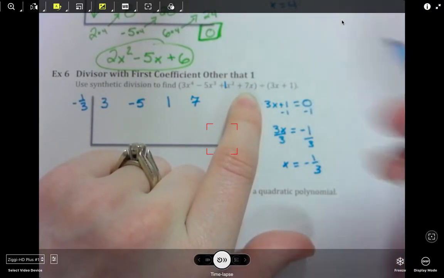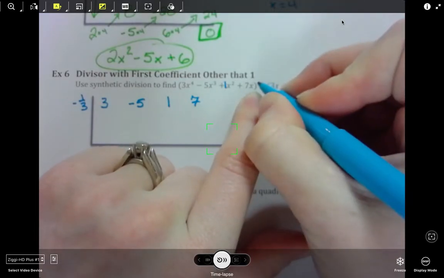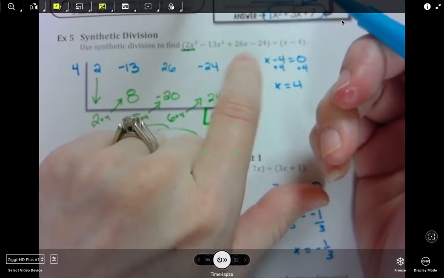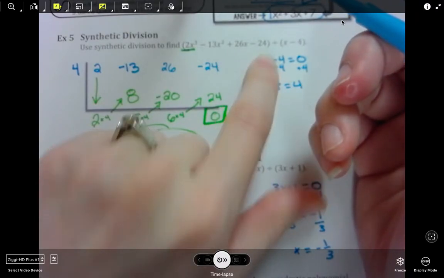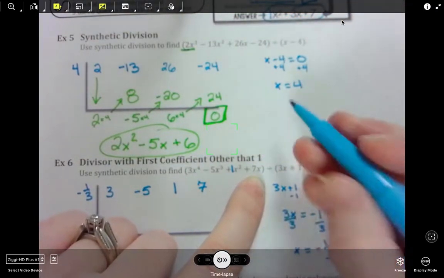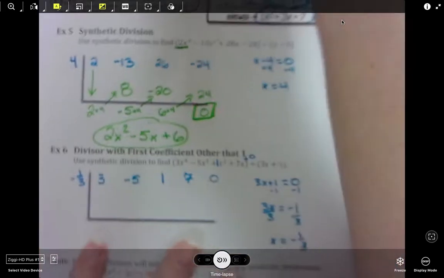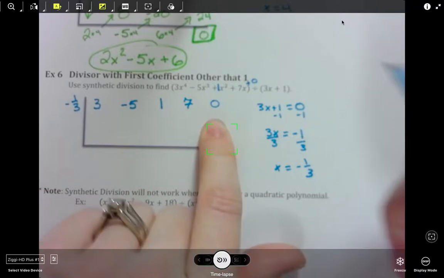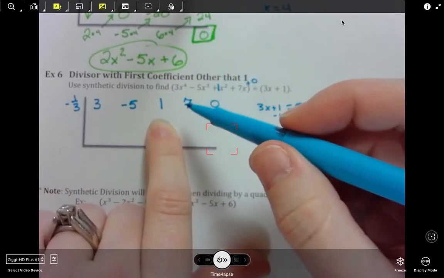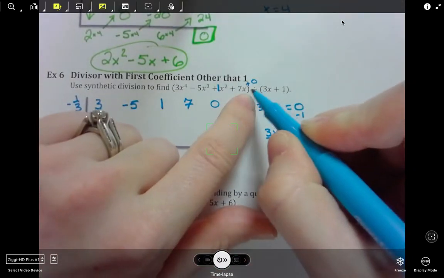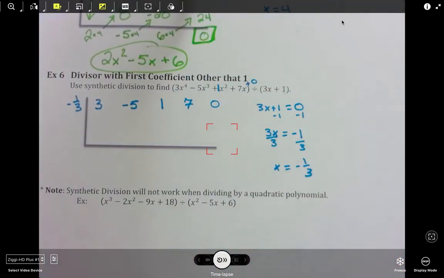7x was the last thing they give me. They don't give me just a solid number like they did the minus 24 here. It was 26x minus 24. This one stops at 7x. So I'm going to write in plus 0, and put a 0 on the end there. The x's stop at 7, but then I have an extra number off the end there. Okay, so if they don't put a number on there, make sure you plug a 0 in there.